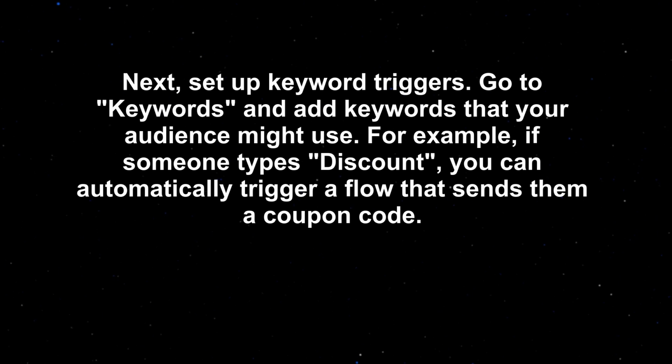Next, set up keyword triggers. Go to keywords and add keywords that your audience might use. For example, if someone types discount, you can automatically trigger a flow that sends them a coupon code.